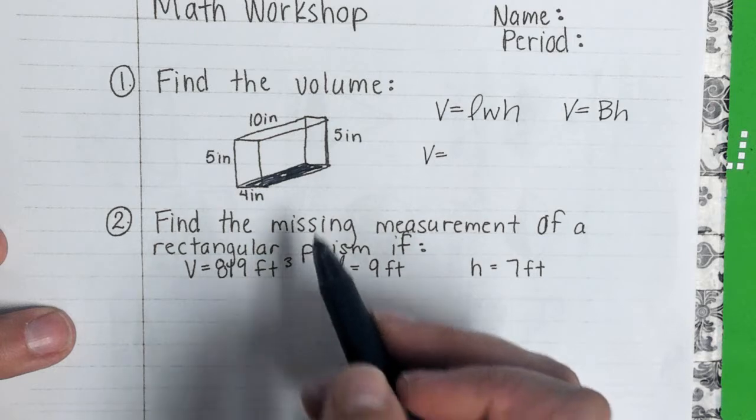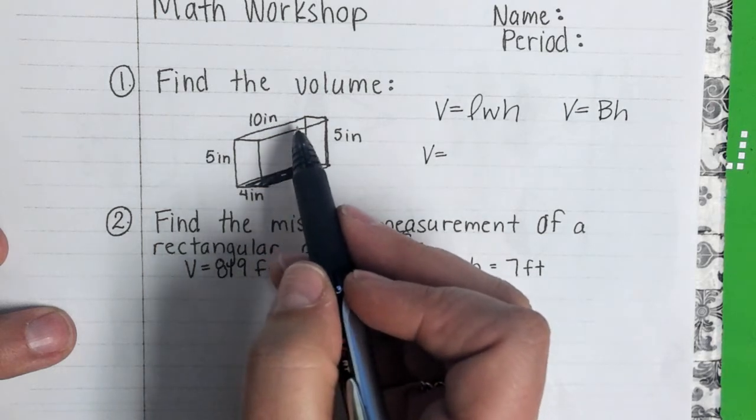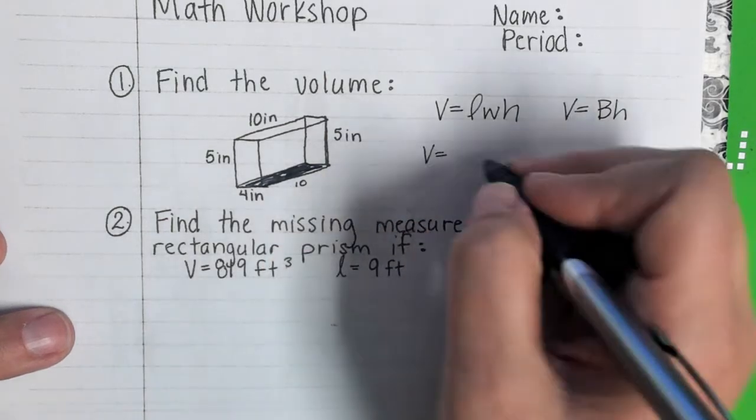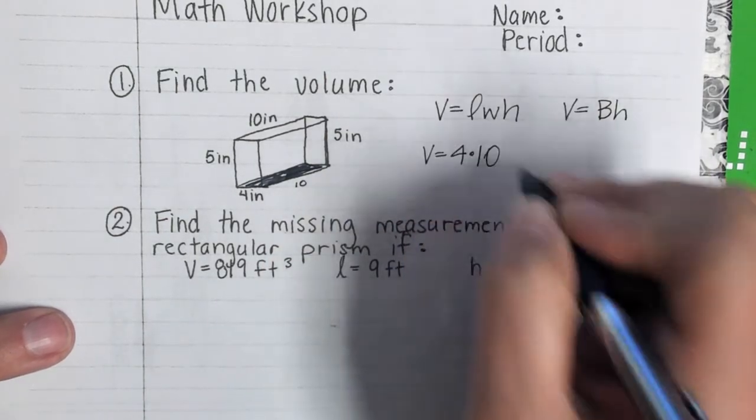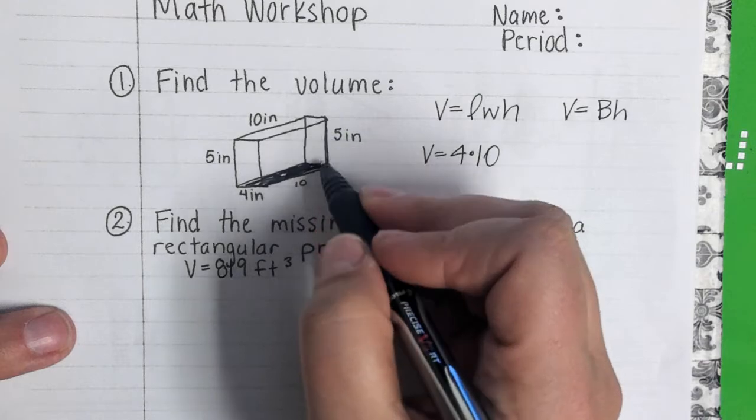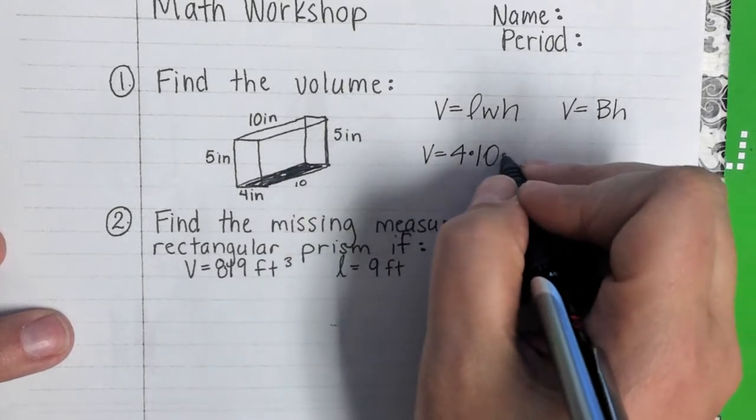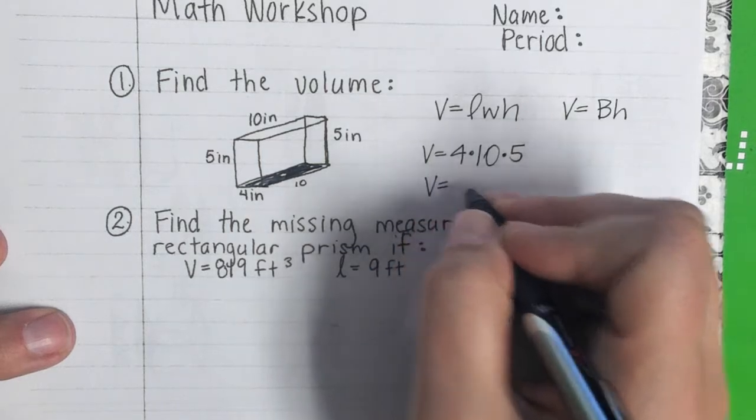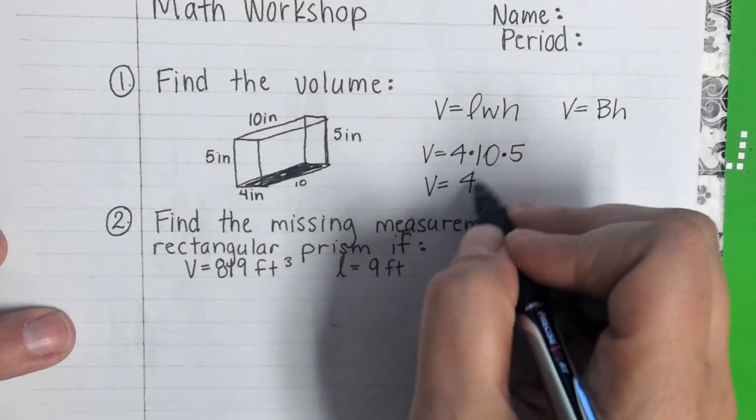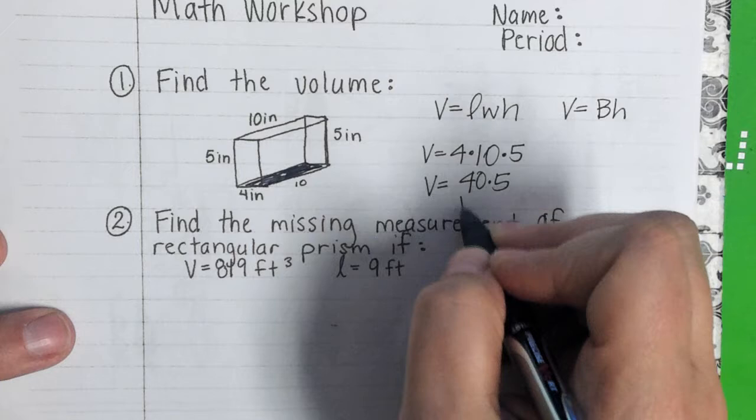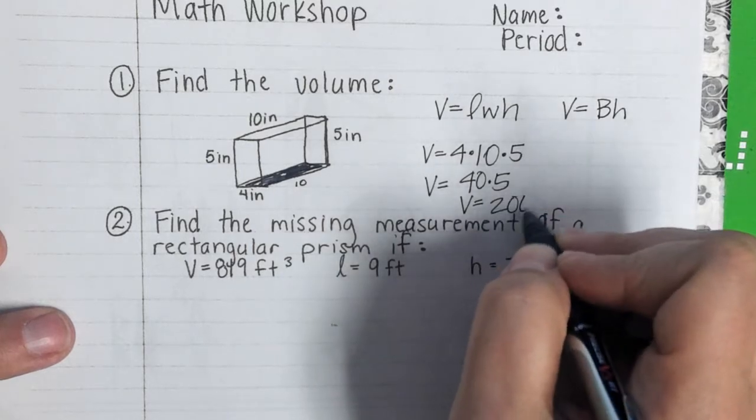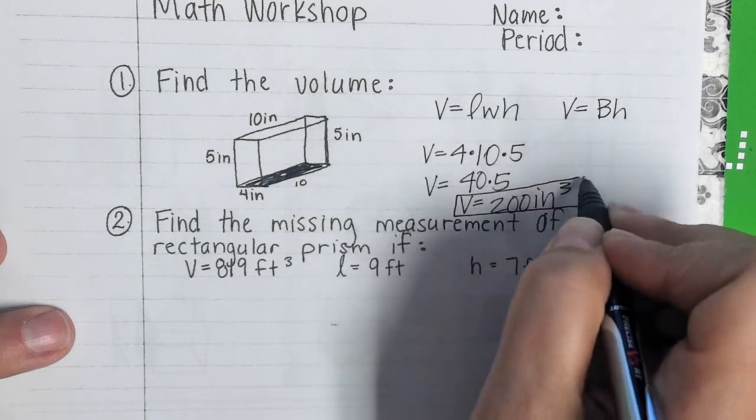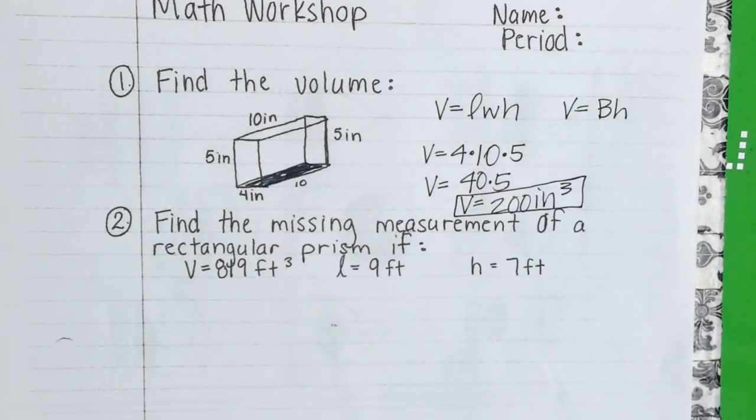4 and 10. Because look, if this is 10, this is 10. If that's 10, this is 10. So we do 4 times 10, but we want the whole box. So how tall is it? 5. So that's why we do 4 times 10 times 5. So volume is 40 times 5, which would give us 200, and that is inches cubed. Because remember, we are now dealing with 3-dimensional shapes.